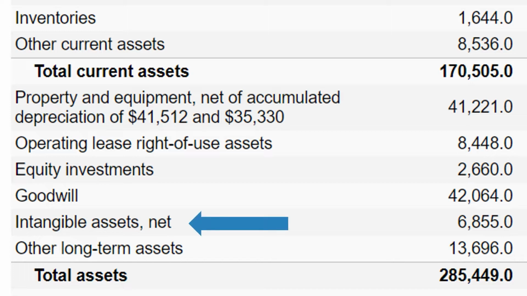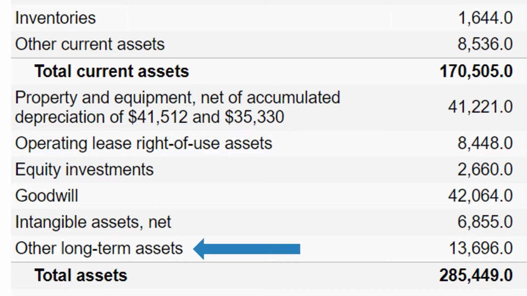Next, you have intangible assets. They're not physical in nature. They're things like brand recognition, intellectual property, patents, trademarks, copyrights. Those are all intangible assets. So Microsoft has just over $6.8 billion worth of intangible assets. It says net beside it because intangible assets actually lose value over time via amortization. So that is the net value minus the amortization on those intangible assets.